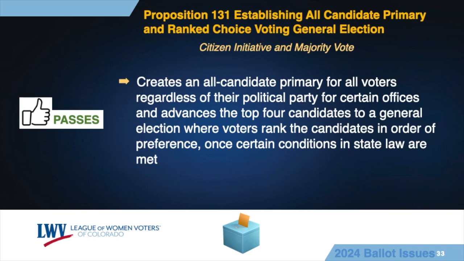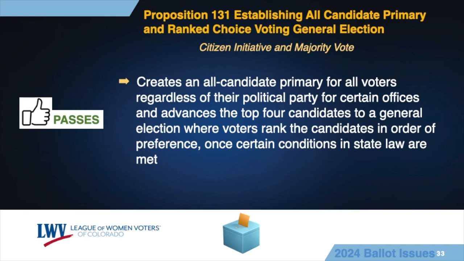Proposition 131, establishing all candidate primary and ranked choice voting general election. As this measure is about something that may be new to most, we will take what if it passes first and then explain it out more before looking at what if it fails. This was placed on the ballot by Citizens Initiative and it passes with a majority vote. So what if it passes?